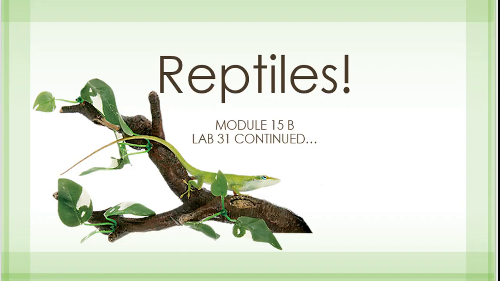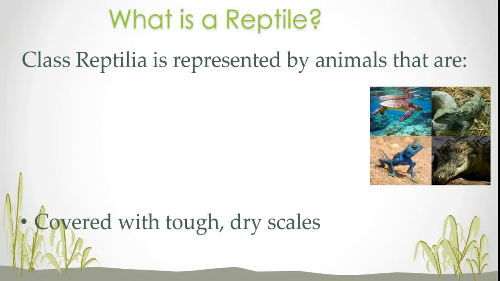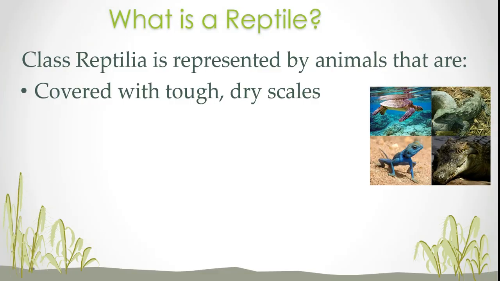All right, we're moving on now to reptiles. Reptiles are pretty cool. They are different from amphibians, and we'll see how. So what is a reptile? Here's the criteria we use to put them in this group. They're covered with tough, dry scales. That's different from an amphibian, right?